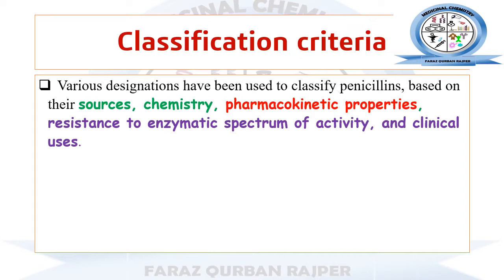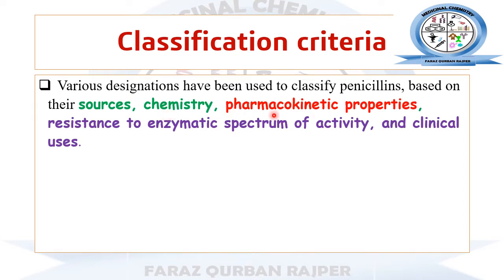There are several criteria on the basis of which penicillin can be classified. One of the criteria is on the basis of the sources. Some penicillins are directly obtained from a natural source, as we have already discussed, like the natural penicillin. Some penicillins can be classified on the basis of their chemistry, by the presence or absence of certain functional groups and rings at the 6-acyl amino side chain.